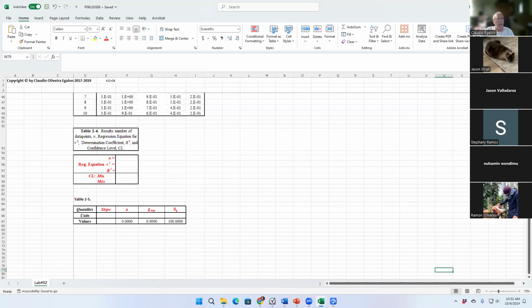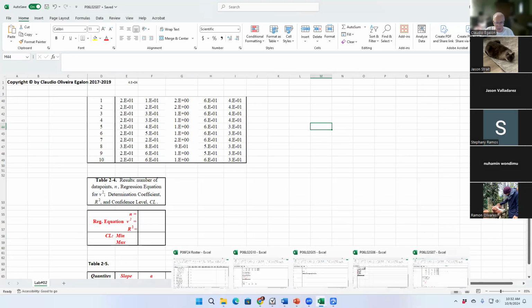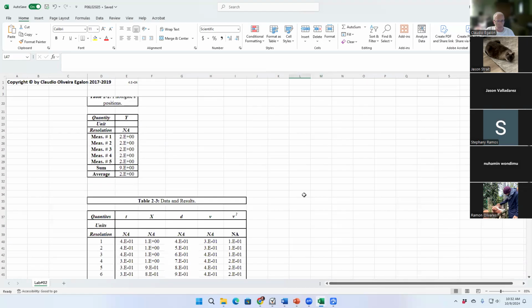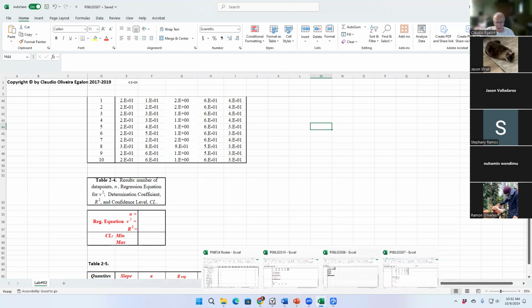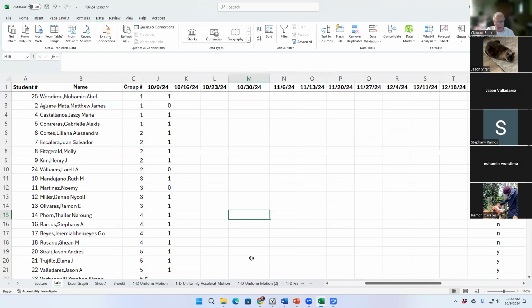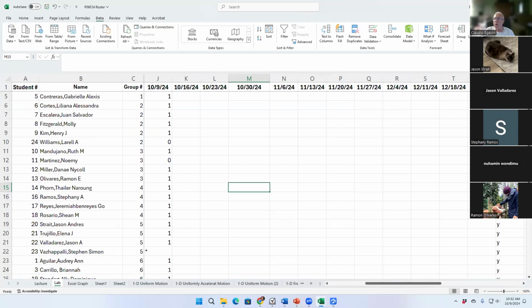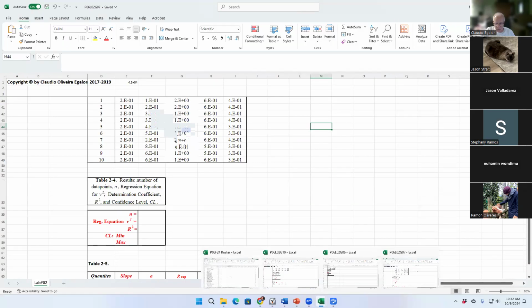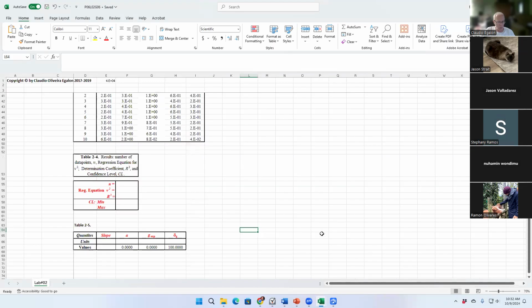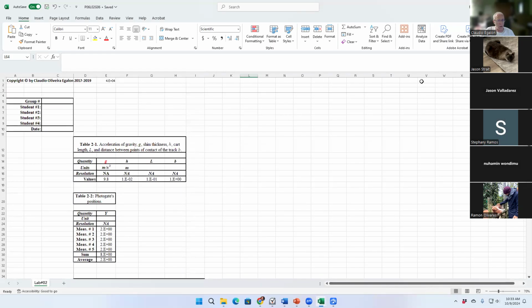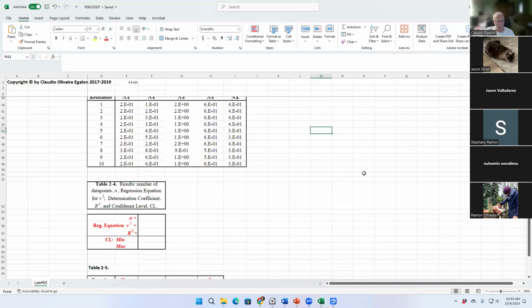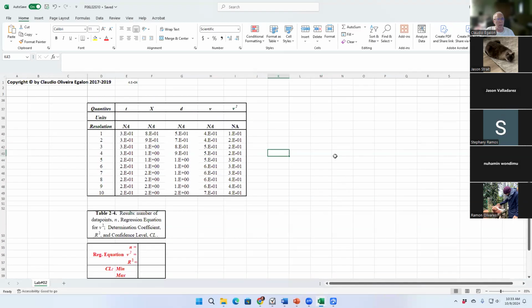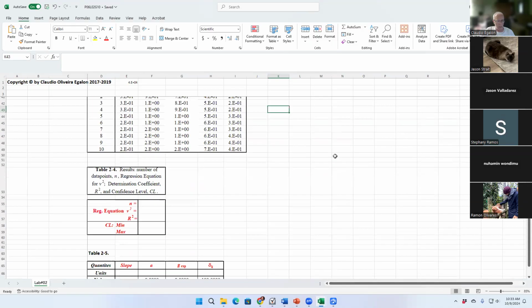Okay, 4, that's 8. Let's see, 5. How many groups do we have? Going back here, we have 6 groups. Okay, we need one more spreadsheet. This one here. Okay, and just in case, 7, 10.